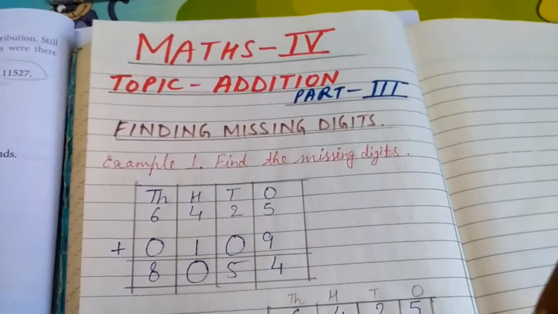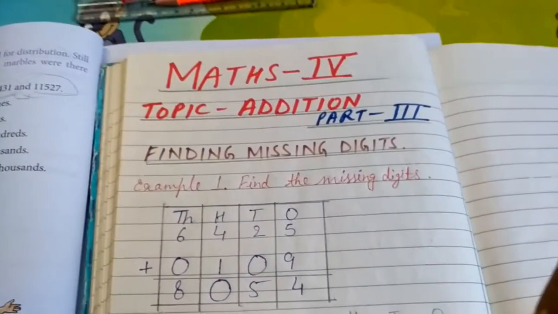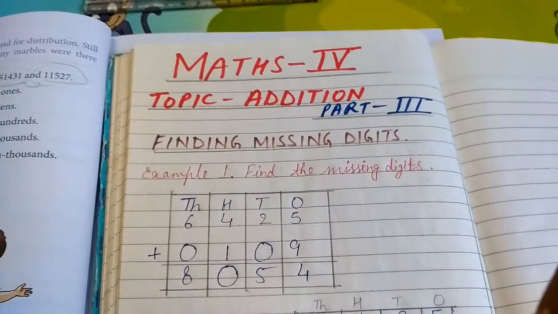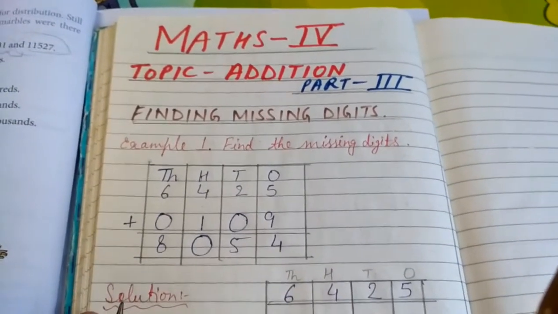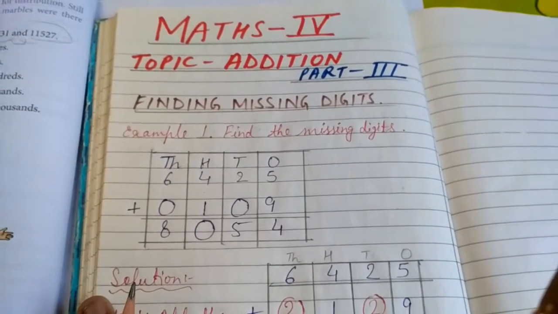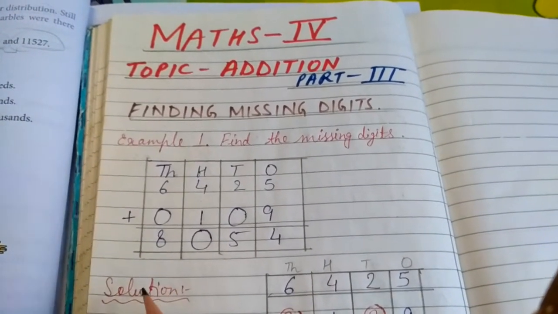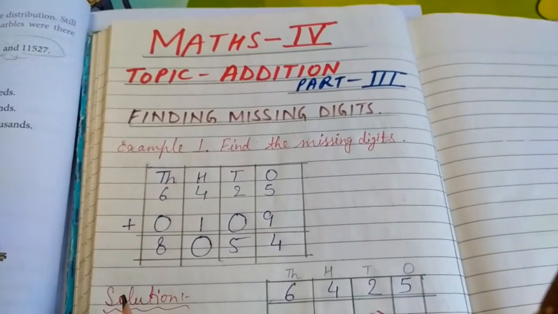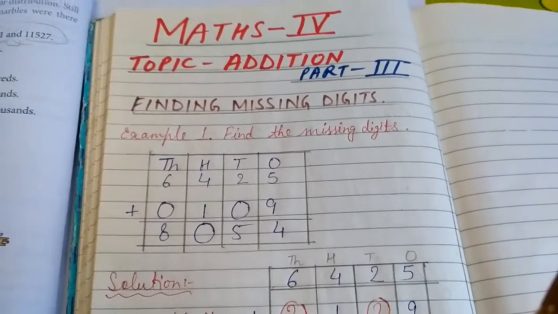As you all know, we are moving towards chapter 2 of the maths course book, and chapter 2 is about the topic addition. Already part 1 and part 2 videos I have uploaded, and this time we are going to do the topic addition part 3. The subtopic is finding missing digits.